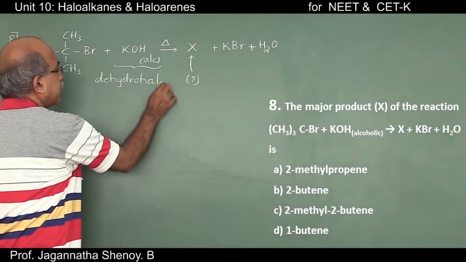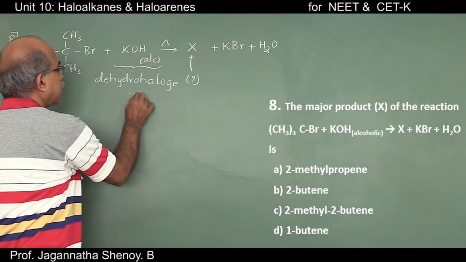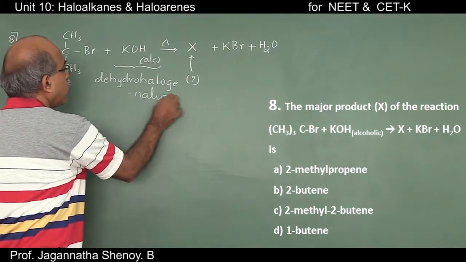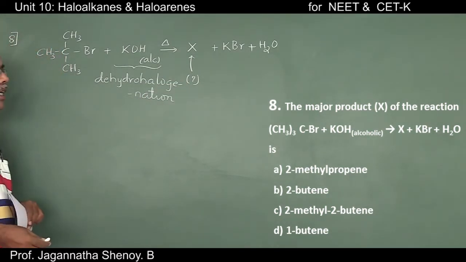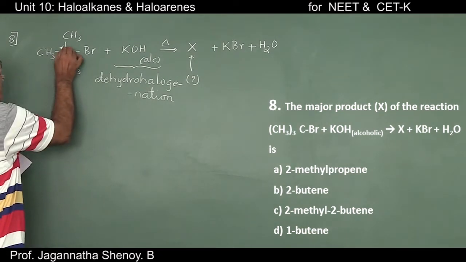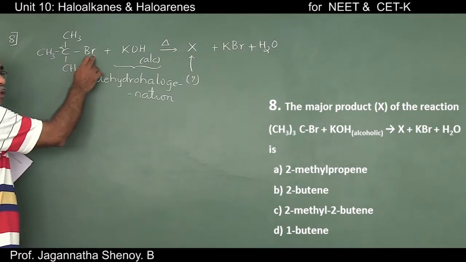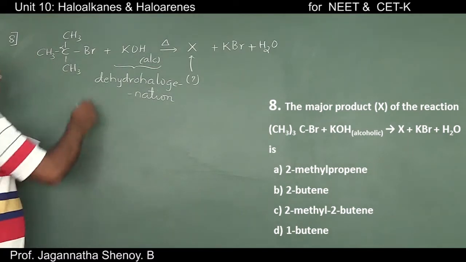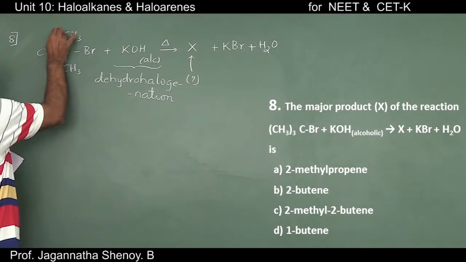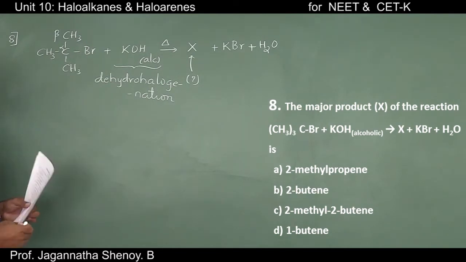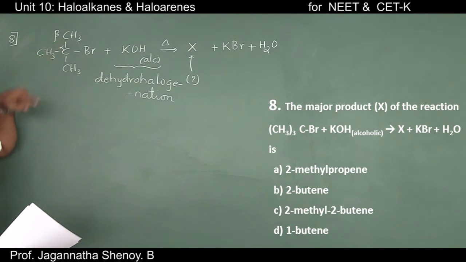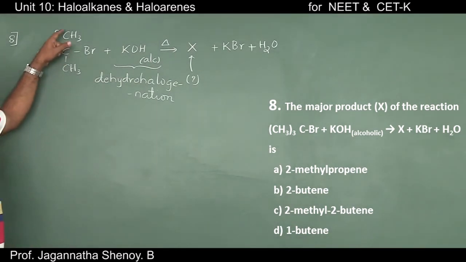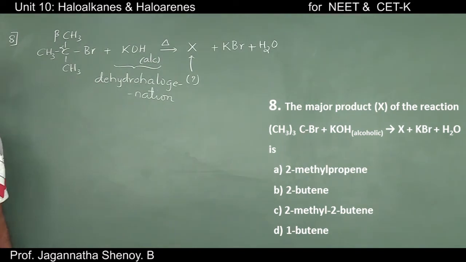Dehydrohalogenation reaction. So what reaction takes place here? Already you know, during dehydrohalogenation, the halogen atom has to go from the alpha carbon atom and the hydrogen atom has to go from the beta carbon atom, and in between the alpha and beta carbon atoms you have to introduce a double bond in order to satisfy the tetravalency of the involved carbon atoms.